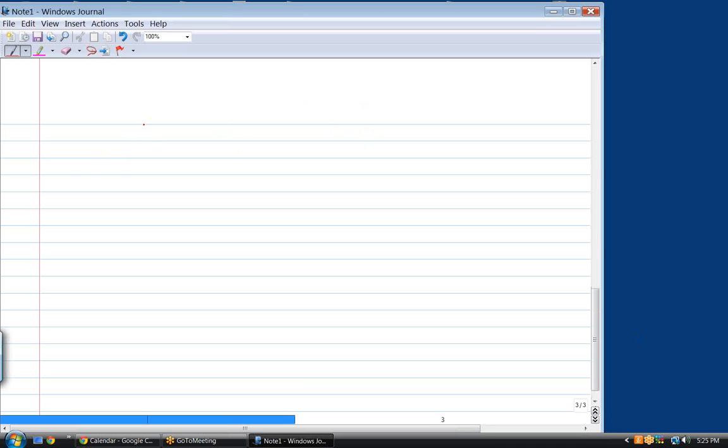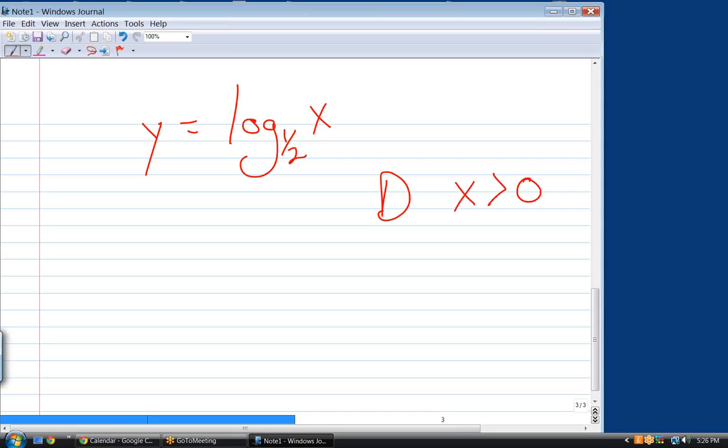What is the domain of this function? Domain? All real numbers? Or can x be 0? No? Can x be negative? No. So what is our domain? All numbers greater than 0? That's it. And that's the only thing x can be.